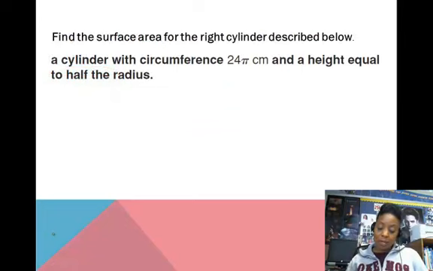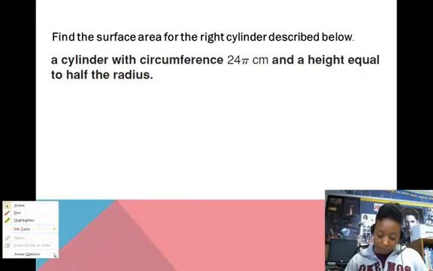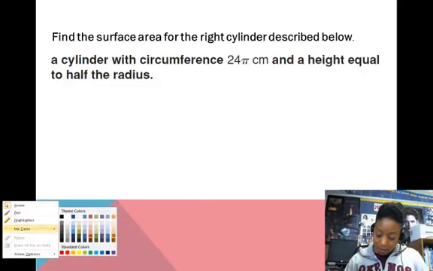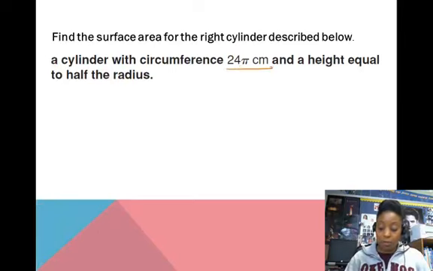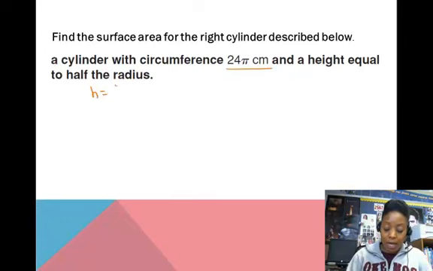Okay, here's another one. Find the surface area of the right cylinder described below. So the cylinder has a circumference of 2 pi r. I'm sorry, not 2 pi r. My goodness. It is 24 pi centimeters, and the height is equal to half the radius. So the height is equal to half of the radius.